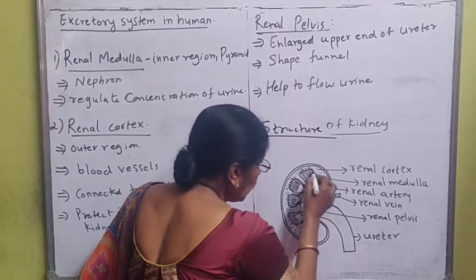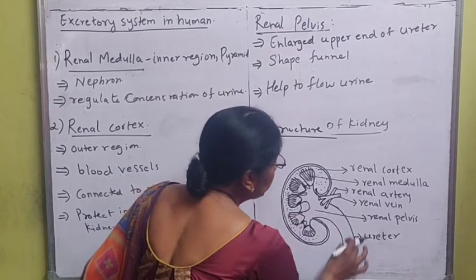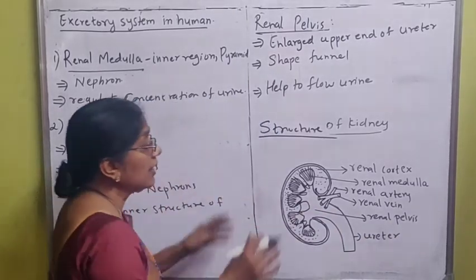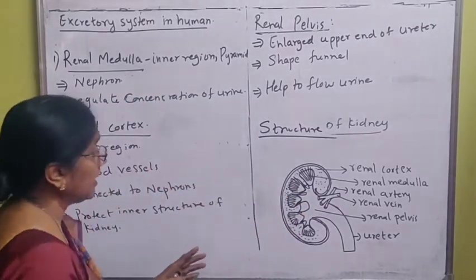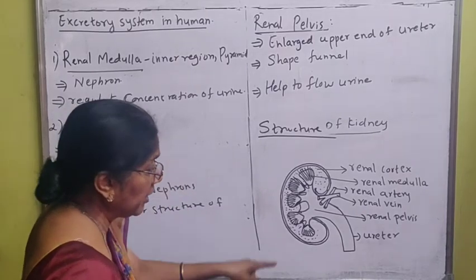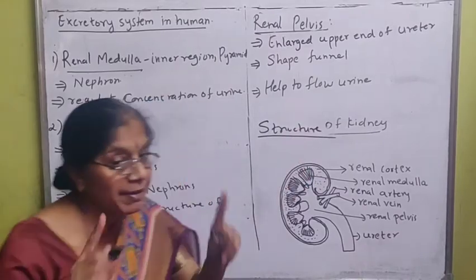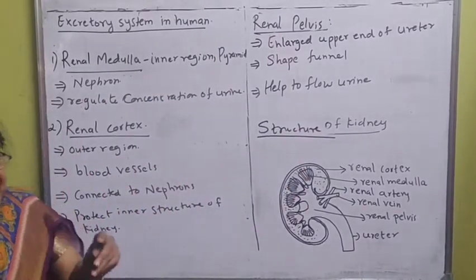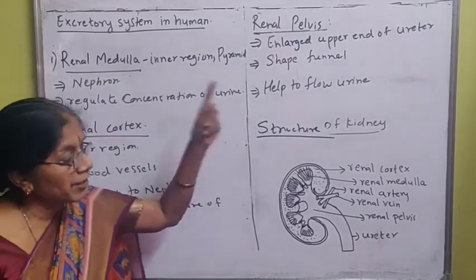Then whatever you see here is the renal medulla. And this funnel-like part is the renal pelvis. Let us see one region at a time. The structure of the kidney: the kidney is divided into three important regions. Renal medulla, renal cortex and renal pelvis. Remember this, the kidney is divided into three main regions: renal medulla, renal cortex and renal pelvis.